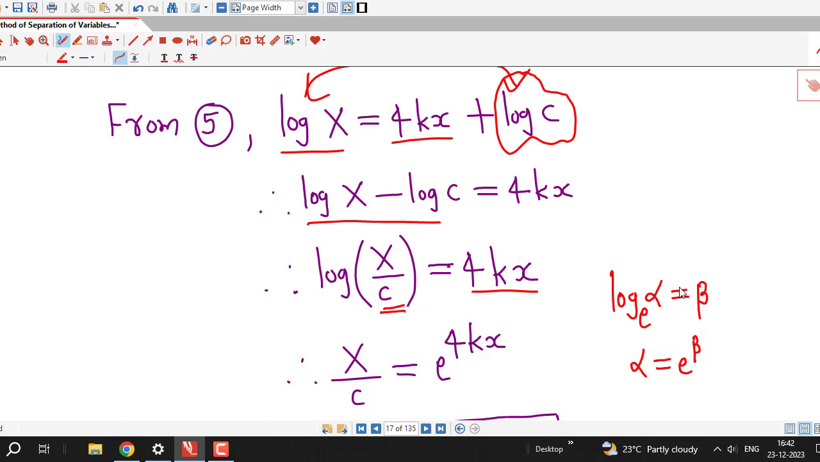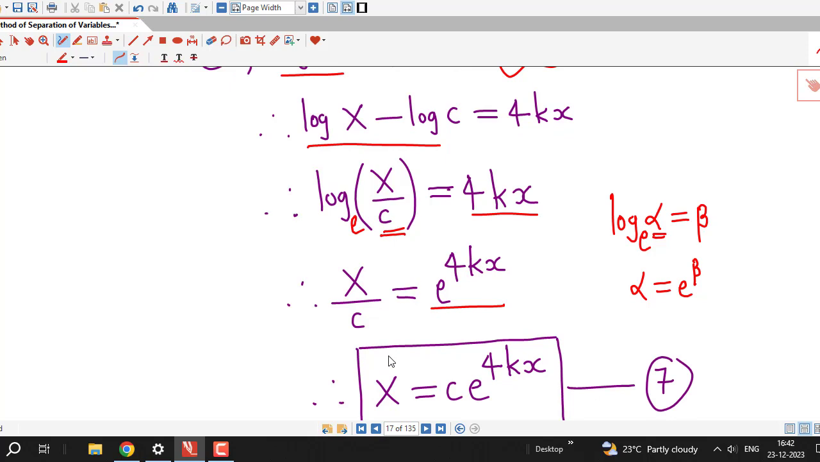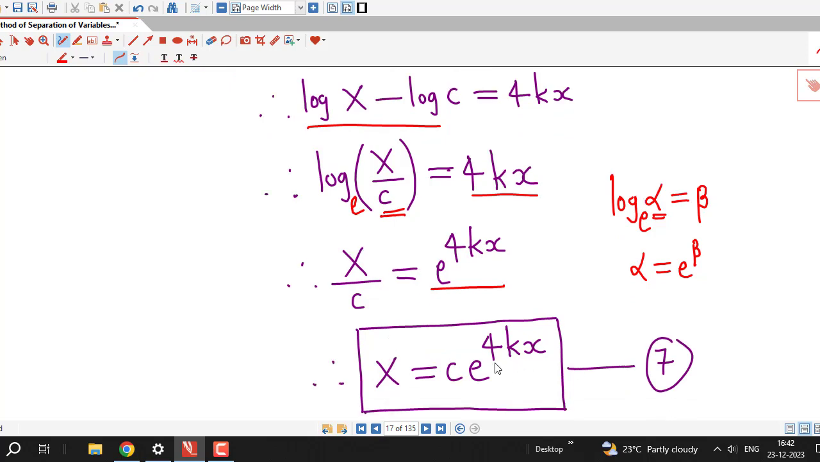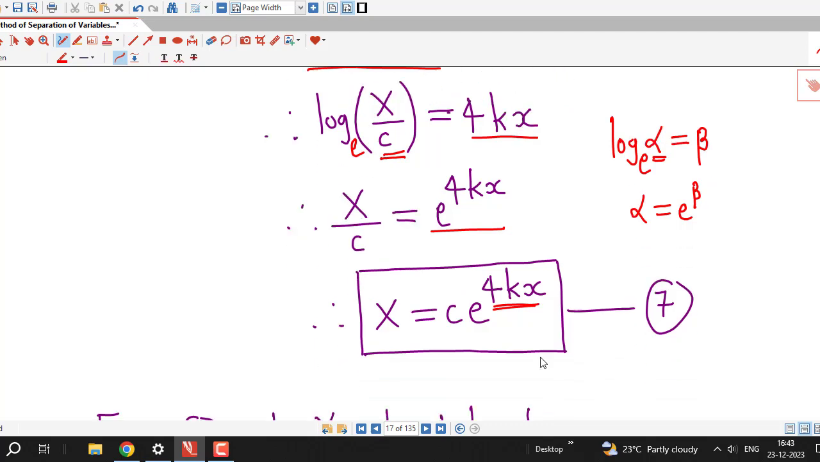We know that if log alpha to the base e is equal to beta, then alpha is e to the power beta. So here also we assume natural logarithm. Therefore x by c equals e to the power 4kx. And finally we write capital X as c times exponential of 4kx. K is a constant, and this c is an arbitrary constant.